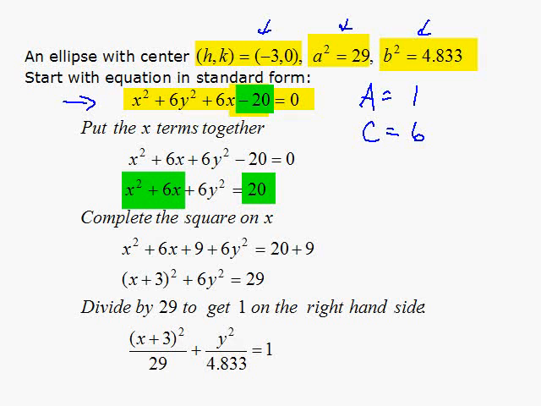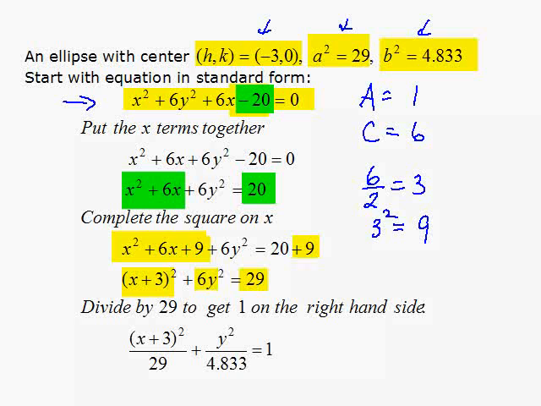So we do the same procedure as before. We take the 6, we divide by 2 and get a 3. We square the 3 and get a 9. This is added to both sides. So we add it to the left-hand side here and to the right-hand side over here. We end up with 29 for the constant. On the left-hand side, this term is a perfect square, x plus 3 squared, so we write it that way.